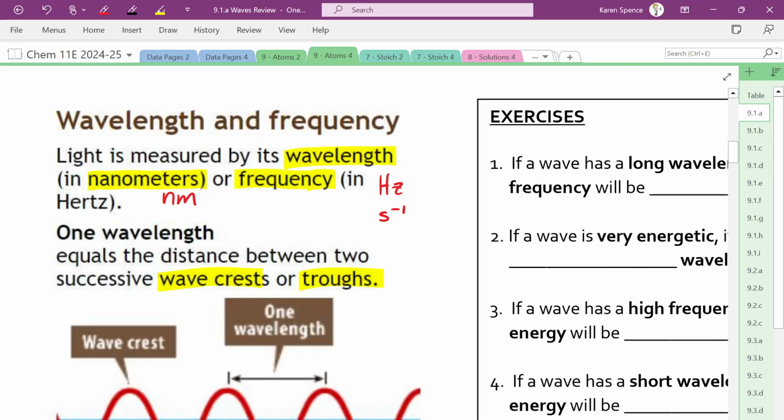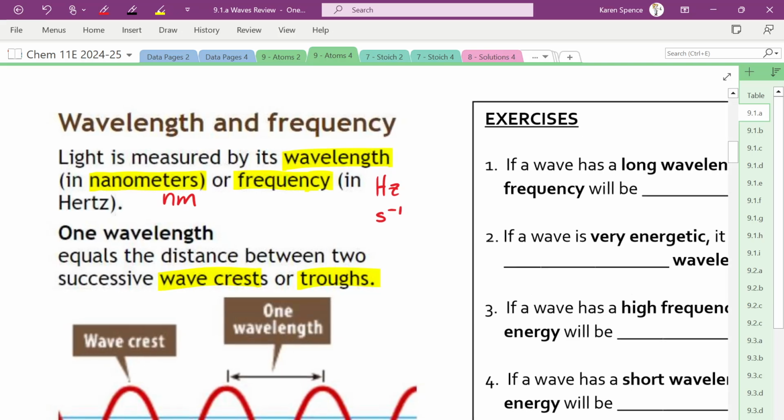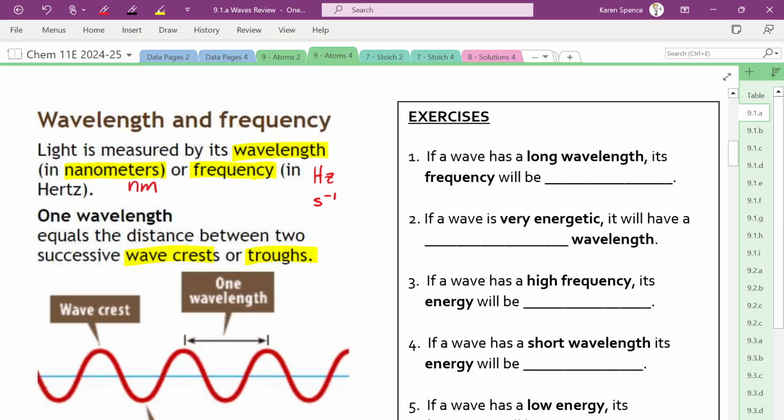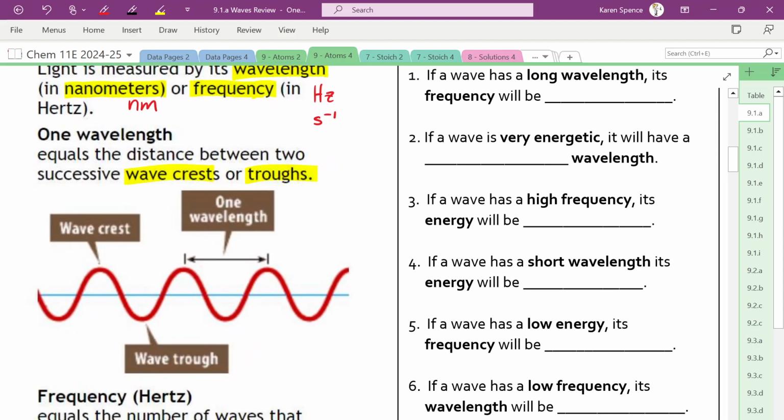And you guys should now be able to do those little exercises on the right. So I would like you to complete them right now. And when you're done, just give me a little wave.